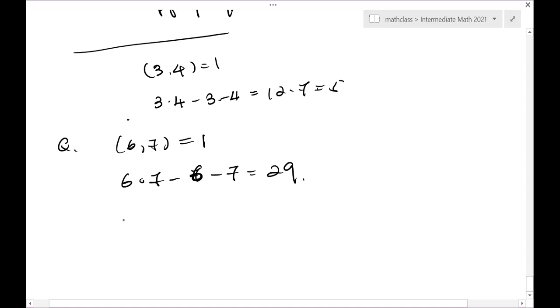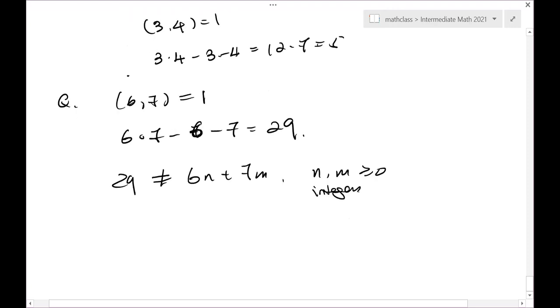That's weird, right? So 29 cannot be expressed in the form like that, with n and m non-negative integers. But 30, yes. And 30 is going to be 6 times 5 plus 7 times 0. But 29 you cannot. So that is an interesting problem. If you know this fact, you can solve the problem quickly.